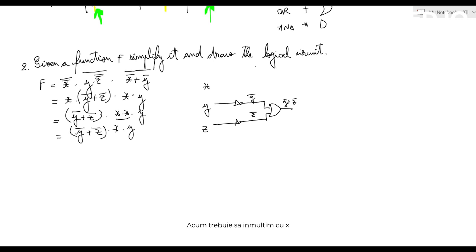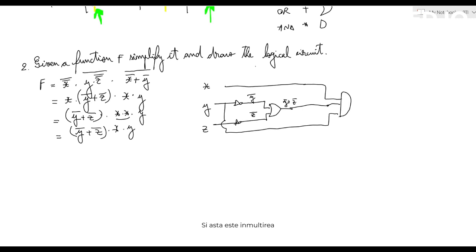Now we have to multiply it with x. So this is x, and with y. I'm going to take y from here, jump, and right here. And this is multiplication, and the final result is x multiplied with y, z, multiplied with y.